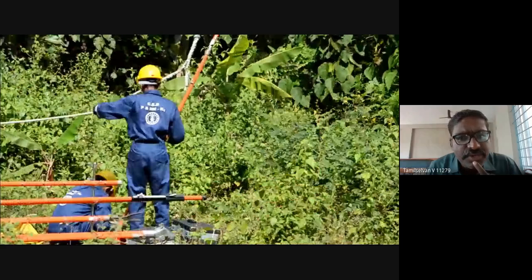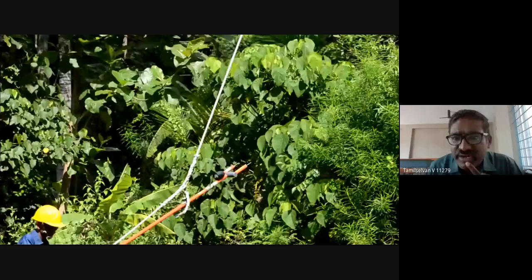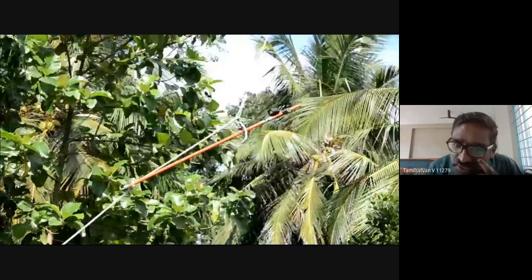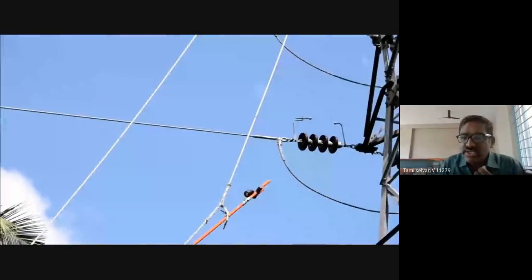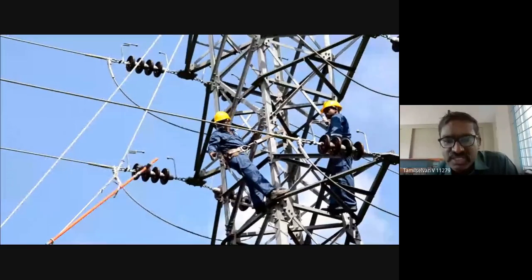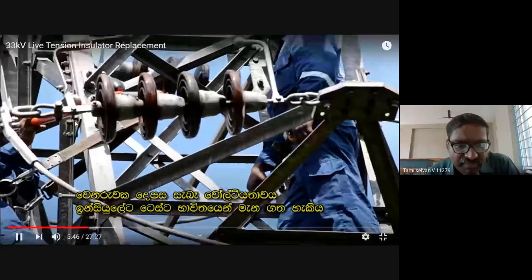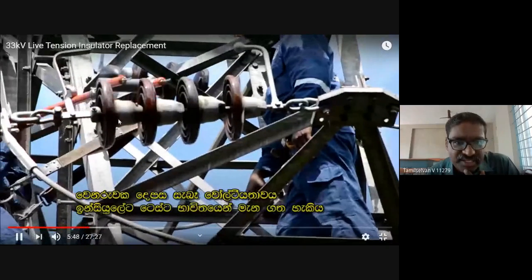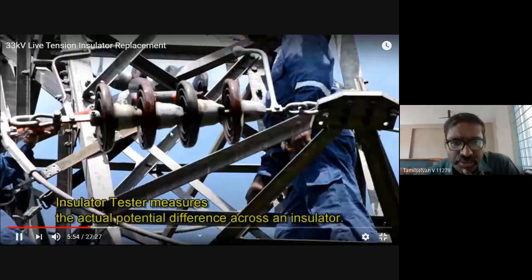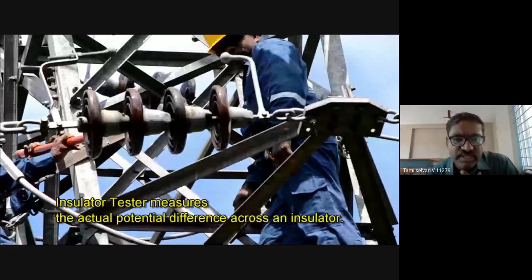Before that, electrically, the line conductor may be discharged, but not completely. For complete discharge of the electrical line, they use the earth rod, so that they can discharge the charges available in the conductors. Even if the line is disconnected, there may still be charges, so it should be grounded. This is a suspension type of insulator used here as a strain insulator. They are going to replace the punctured insulator, and then they test the insulators to see the actual potential.